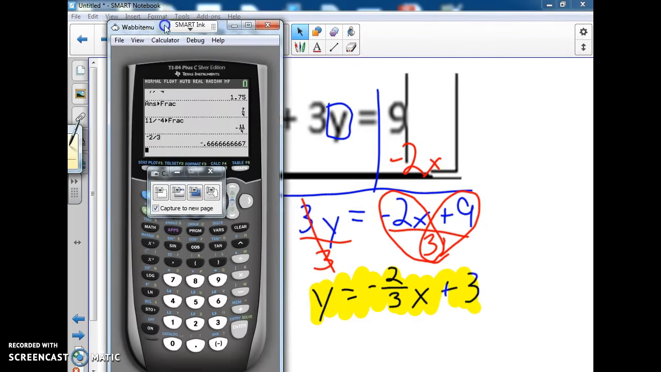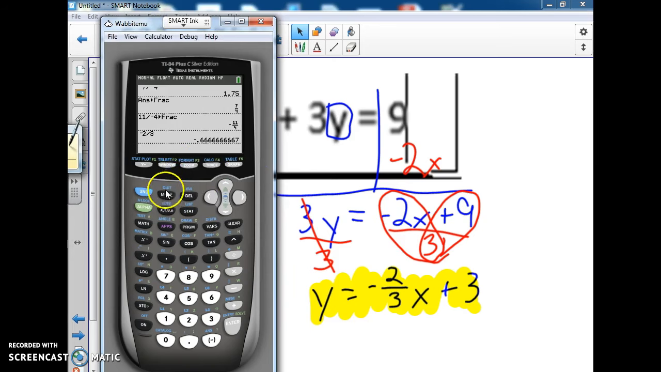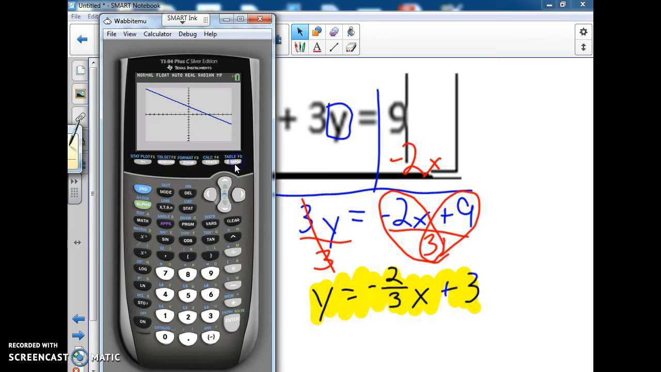Bring the calculator back up. We're going to go into y equals, clear the equation, and input our numbers. So negative 2 divided by 3, x plus 3. Graph. And that should be the graph that you get for that one. And again, you do the table by pressing second graph. So there you have it. Those are the answers to those 4 problems, and I hope this was helpful.